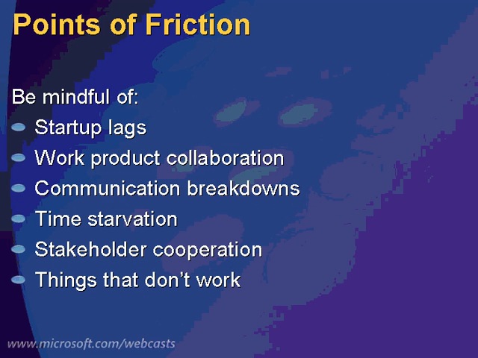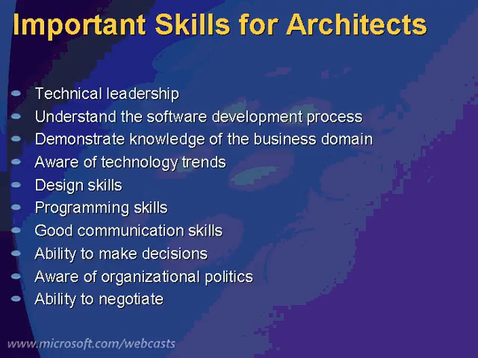So some of the common points of friction, startup lags. A lot of people underestimate how long it actually takes to get up and going with a software project, especially when you consider I've got to acquire hardware and software, etc. Collaboration between teams, communication breakdowns, vacation, technology maybe that doesn't work. All these things come into play that you have to actually think about when you're estimating and managing these projects.